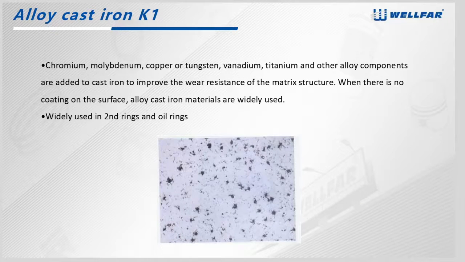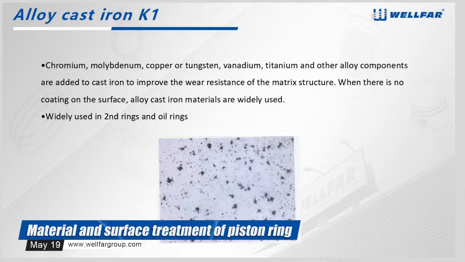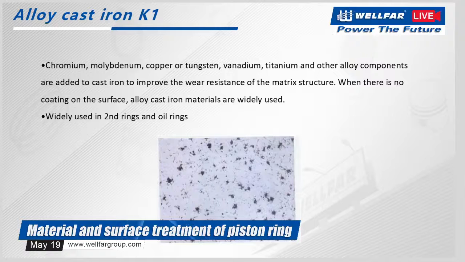Yes, and we have prepared some PowerPoints for today's lesson. And the first material I'm going to tell you guys is alloy cast iron. We also call it K1. Chrome, molybdenum, copper, tungsten, vanadium, titanium, and other alloy components are added to cast iron to improve the wear resistance of the matrix structures. When there is no coating on the surface, alloy cast iron materials are widely used in second rings and oil rings. We can see this and its microstructure. And let's go to the next one.